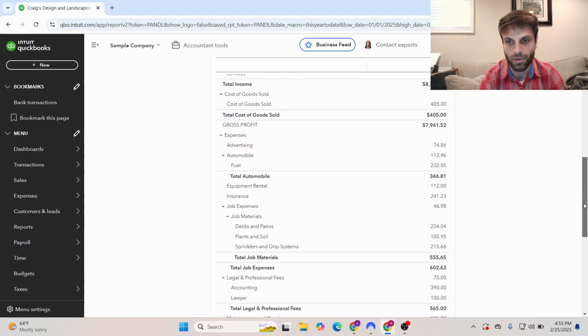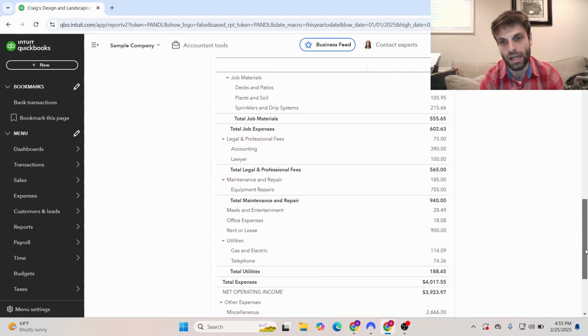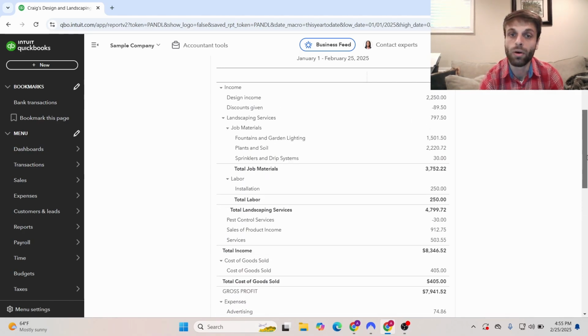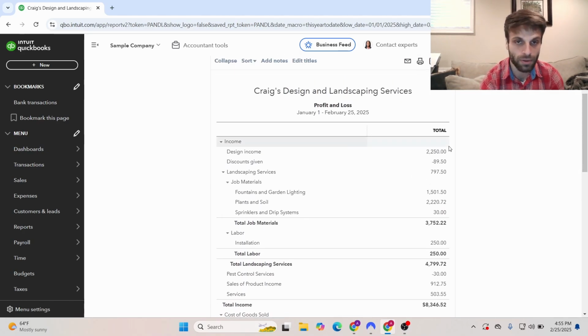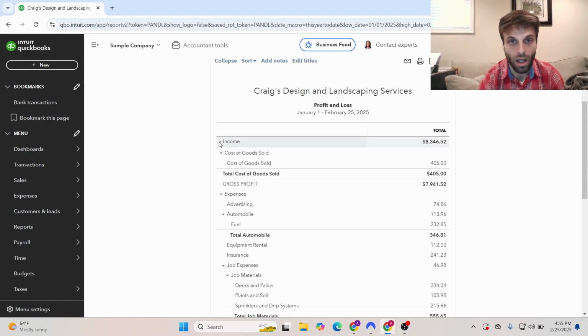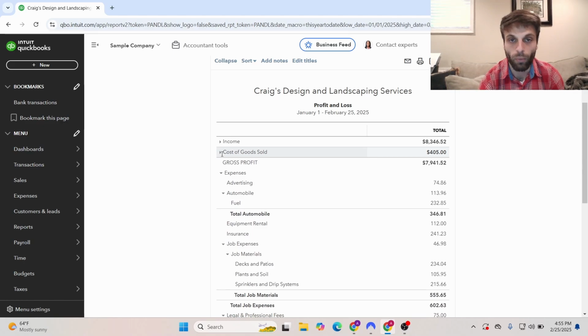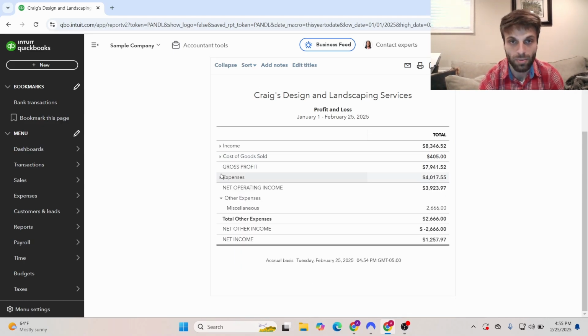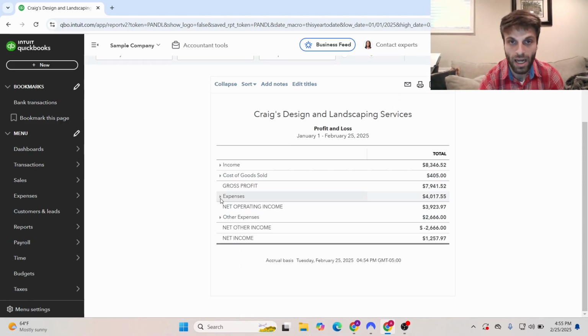You can see that there are quite a few rows here, and it can be difficult to read if we just look at it like this. So what we can do is minimize all of these tabs here, and that gives us a really good initial look at what's going on in the business during this period.